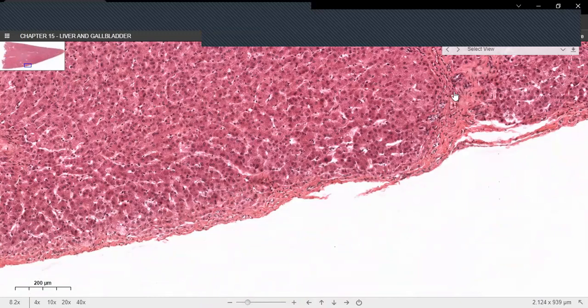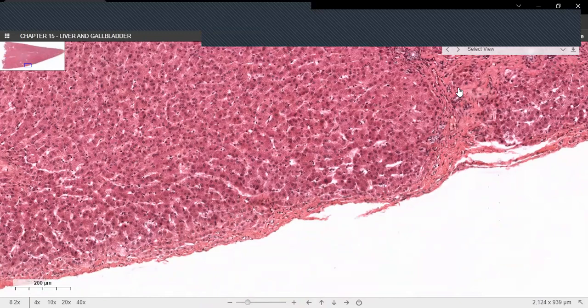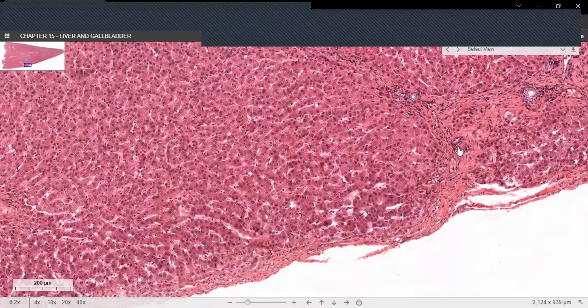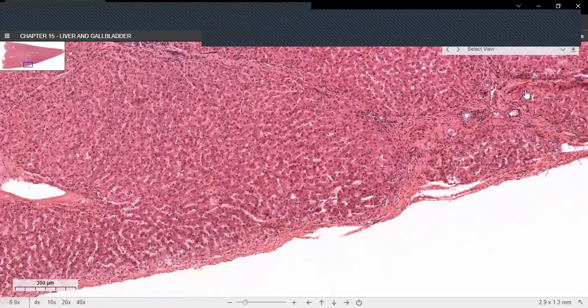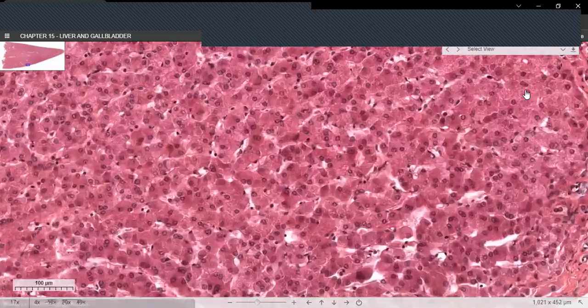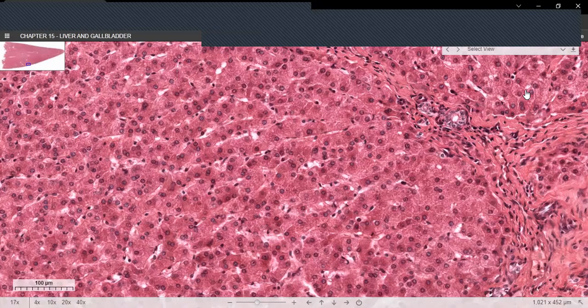Then at this point, you can see it is sending in some septa or trabecula into the liver to lobulate it. As it sends in the septa, it will also send in the blood vessels, the nerves, and the lymphatics. So maybe this is a blood vessel here. You can see it is running in the septa. Should magnify more to see that blood vessel clearly. Yeah, these ones.